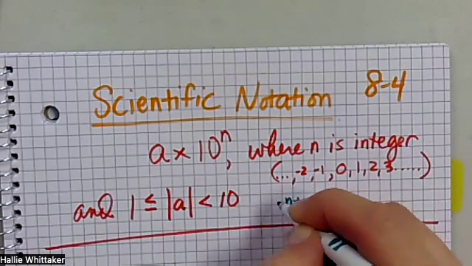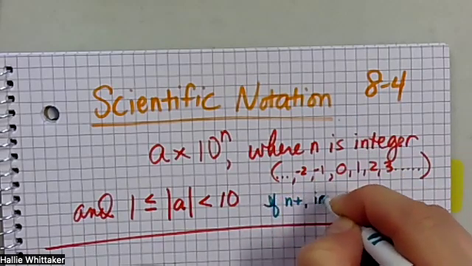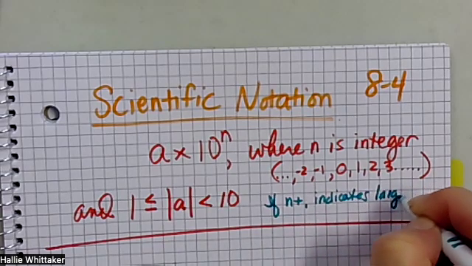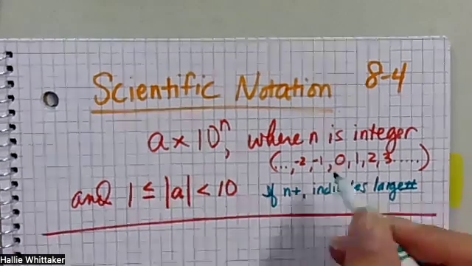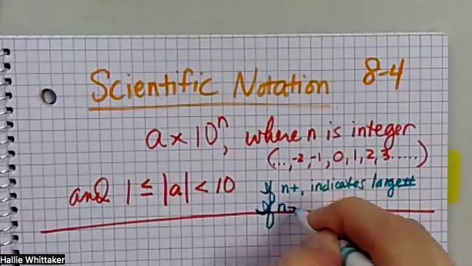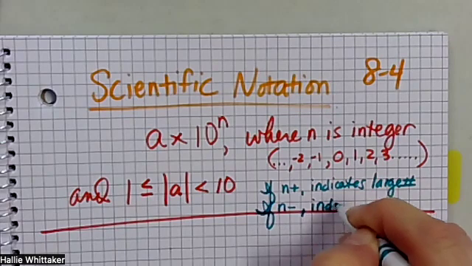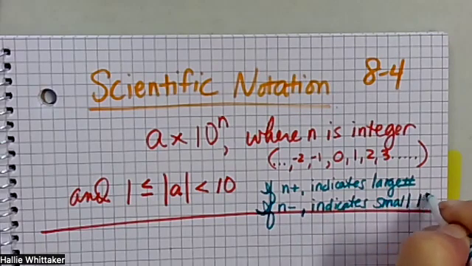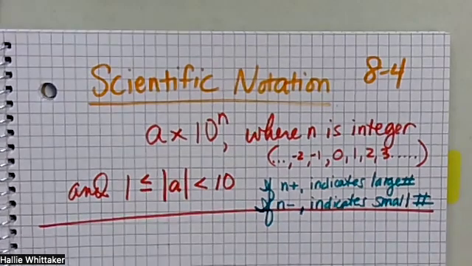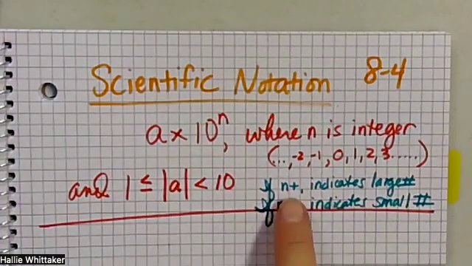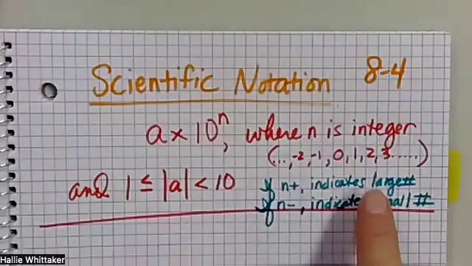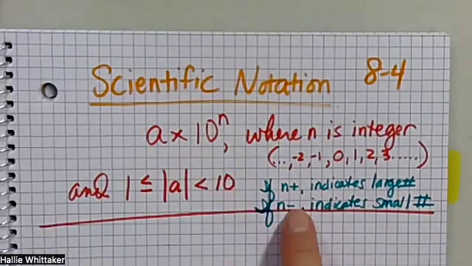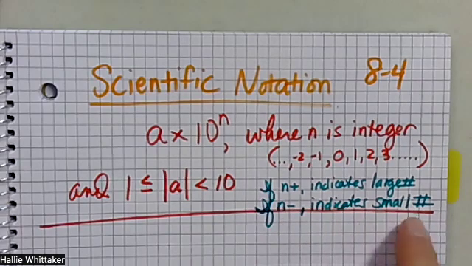If n is positive, that indicates a large number. If n is negative, that indicates a small number. Okay, I'm going to try to write bigger, you all. My bad. If n is positive, that indicates a large number. If that exponent is negative, that indicates a small number.